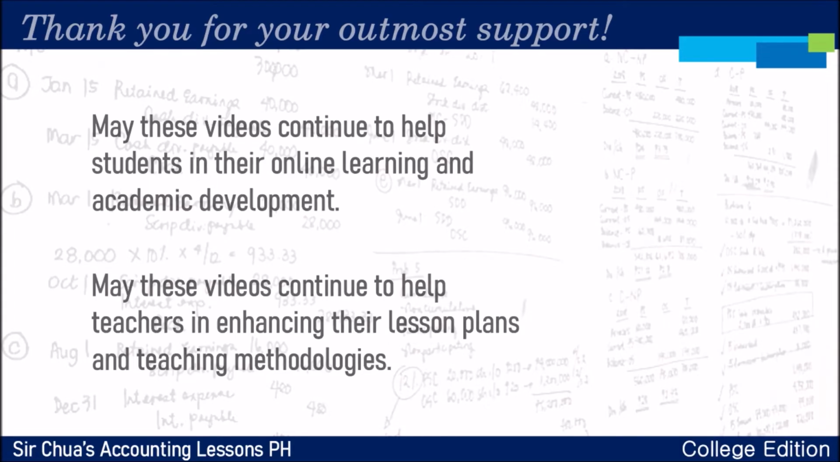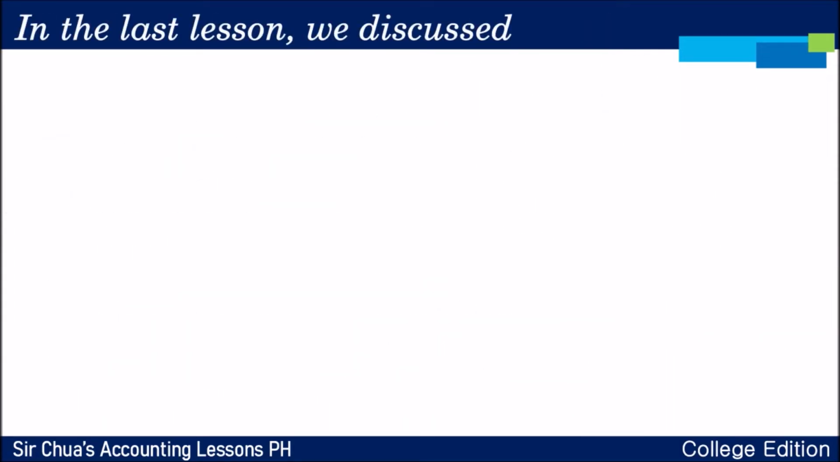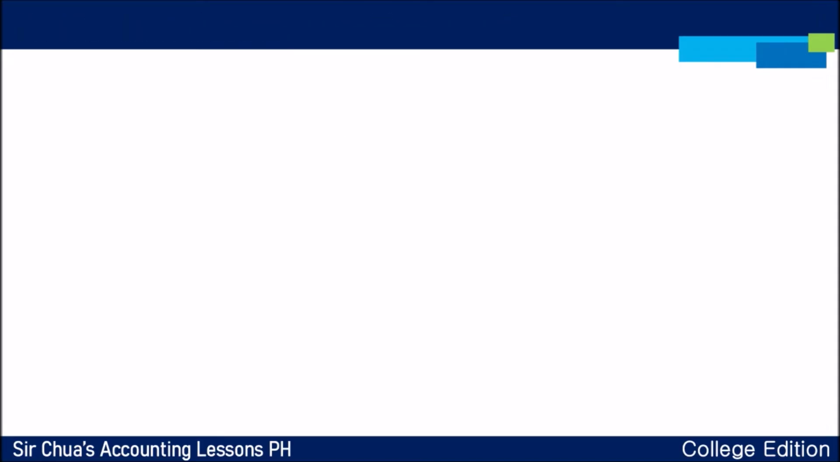Okay, we're ready to start. In the last lesson, we discussed the different inventory cost flow techniques. So you learned about specific identification method, first in, first out method, weighted average method, and moving average method, and their effect in our reporting of the costs of inventories in terms of cost of goods sold and ending inventory balances. And now we are ready to learn about the lower of cost and net realizable value.